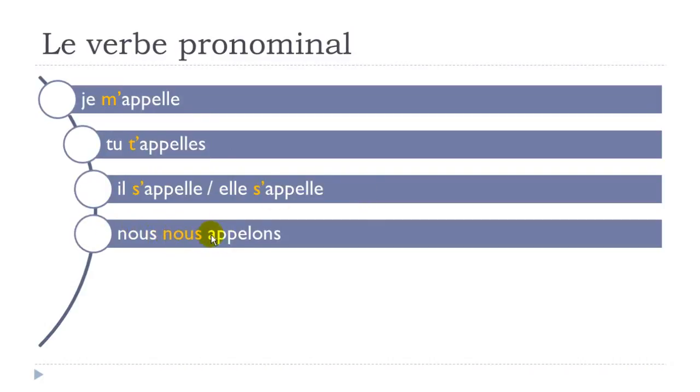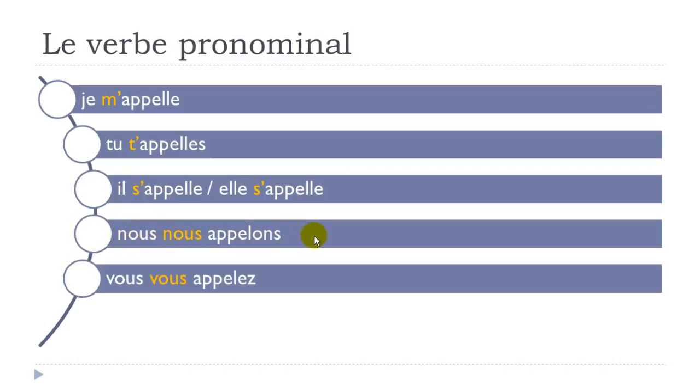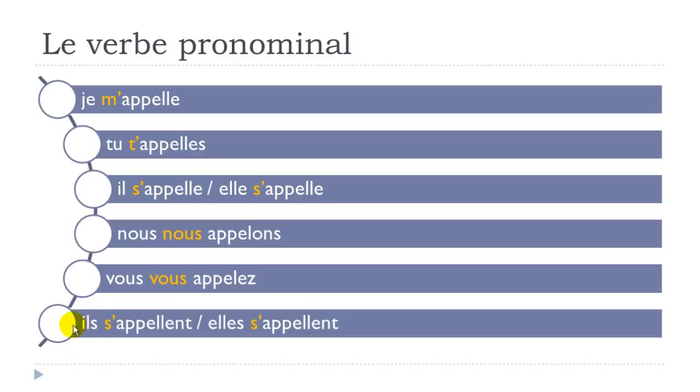Nous nous appelons. Okay, so I will make the liaison. Nous nous appelons. Vous vous appelez. Il s'appelle. Elle s'appelle. So if you look carefully here as well, you will have to add this m, t, s, okay, and then nous, vous, s, okay.